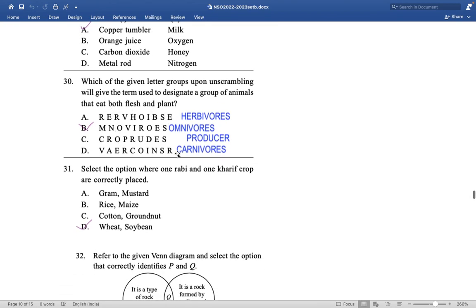Here, as we unscramble these words, we get herbivores, omnivores, producers, and carnivores. Omnivores eat both flesh and plants.